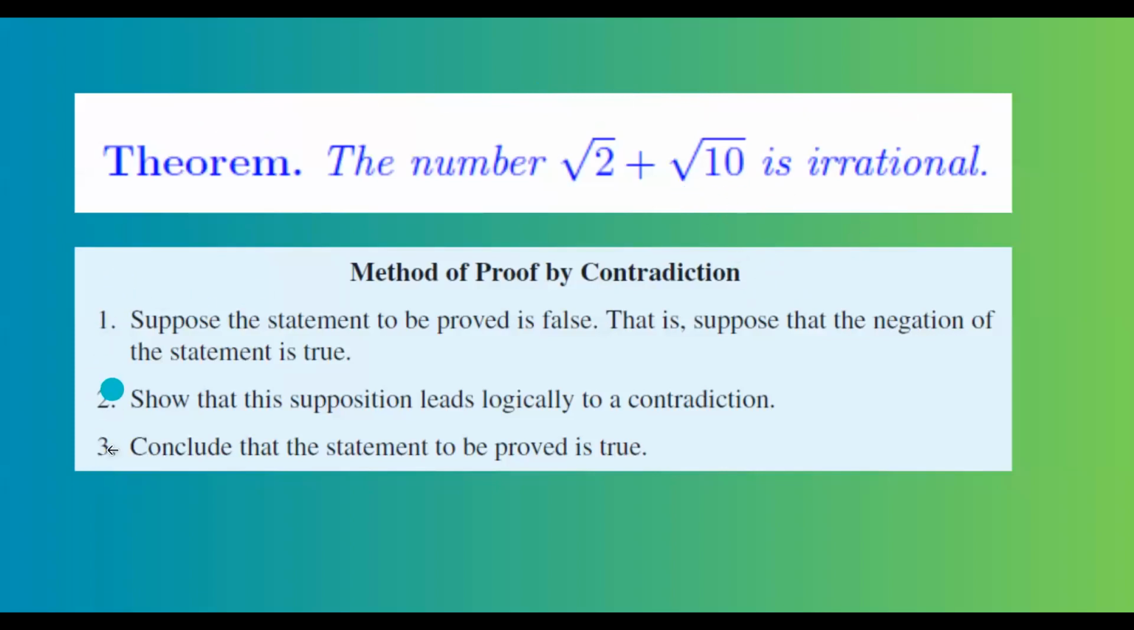How does this method work? Suppose the statement to be proved is false. That is, suppose that the negation of the statement is true. Show that this supposition leads logically to a contradiction, something that we know is false. Then conclude that the statement to be proved is true.